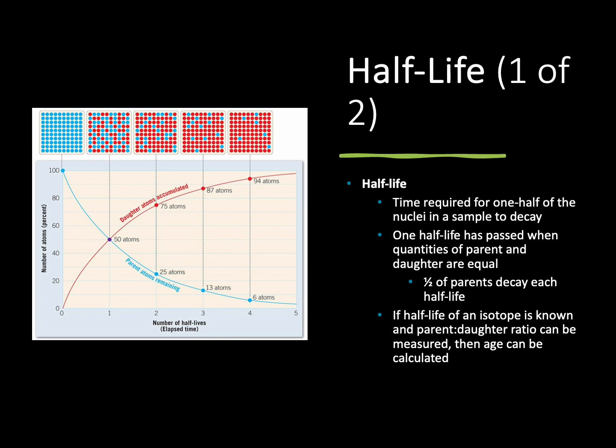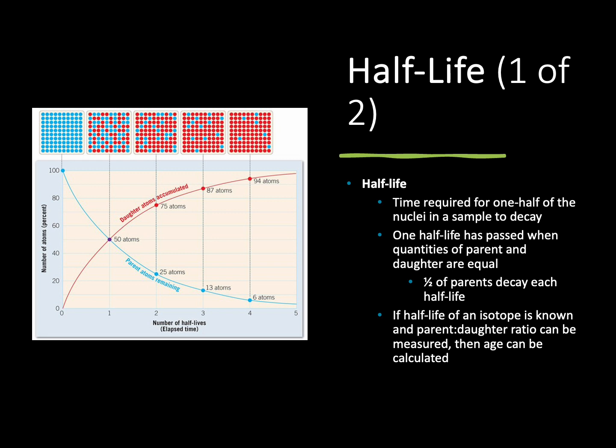And the half-life is the amount of time it takes for one half of those parent isotopes, the original unstable ones, to decay into the more stable daughter isotope. So again, just the amount of time it takes half the parents to decay into daughter isotopes. So we see that one half-life has passed when the amount of parent and daughter isotopes are equal to one another. So it's 50% parent, 50% daughter.